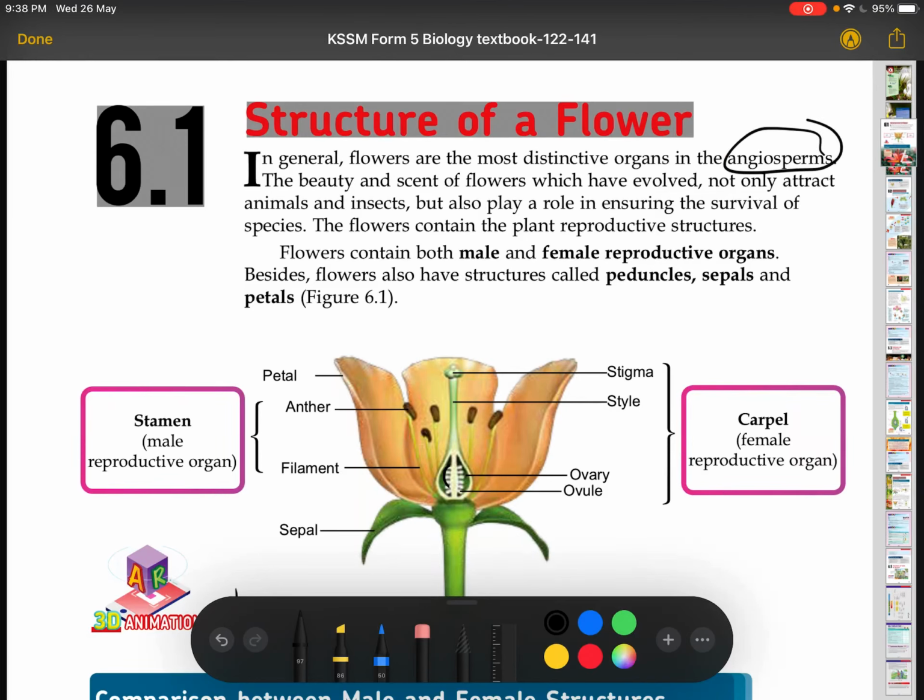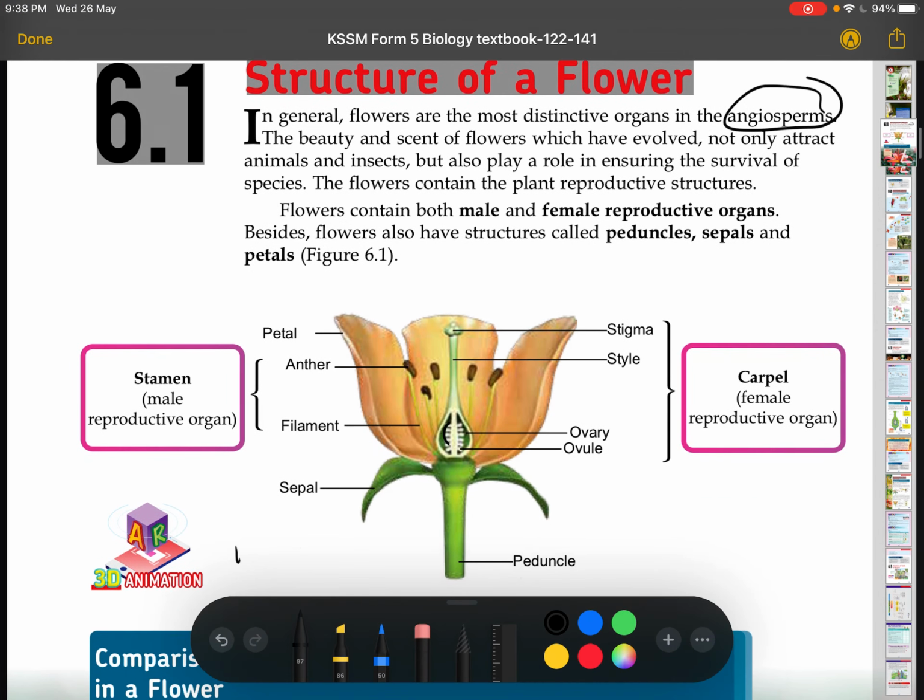In angiosperms, they have a flower. This flower is the most iconic, the most distinctive organ in the plant because of its color. And the reason why it's so colorful is to attract, I guess you can say, animals and insects. And it says here, plays a role in ensuring the survival of species. So basically, this flower is very important for the plant survival.